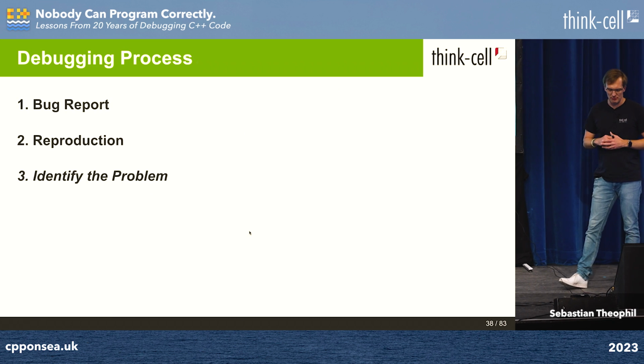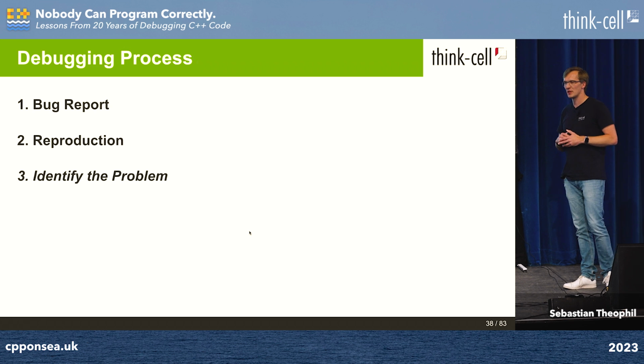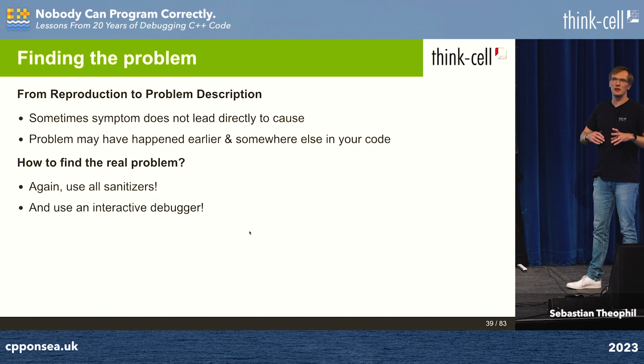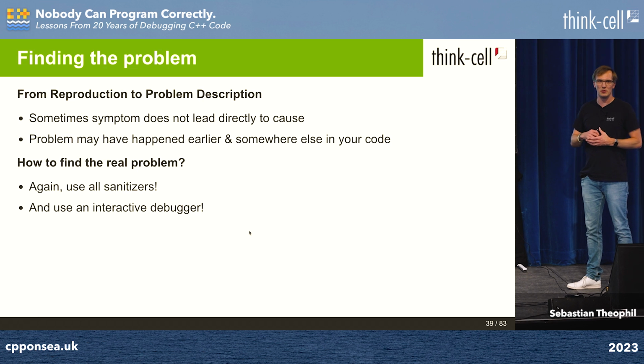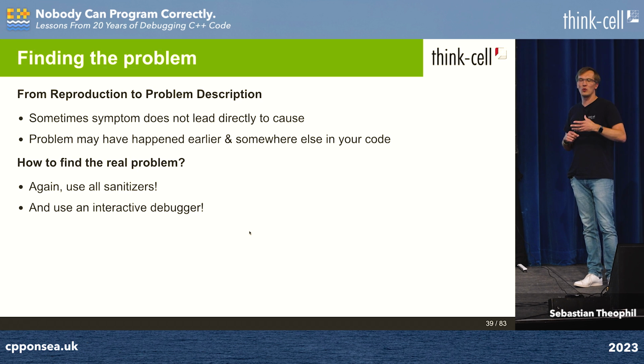Okay, now we have a good reproduction. We can look at the bug as often as we want. Now we have to actually find where the problem is in our code, right? Because typically, the symptom we observe, the crash, is not where the bug is. The bug might have happened somewhere else in our code, somewhere earlier. We're just seeing the results. So we have to walk back somehow.